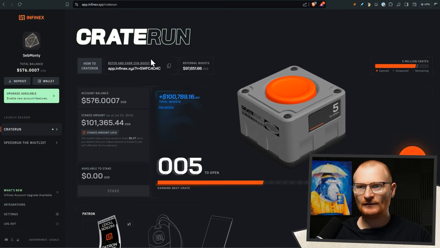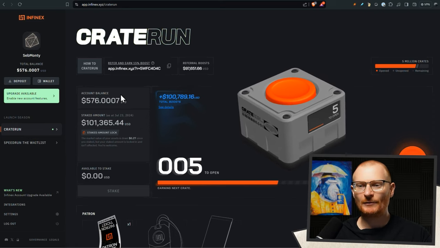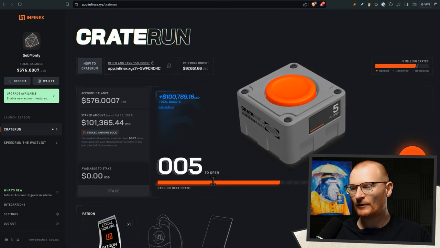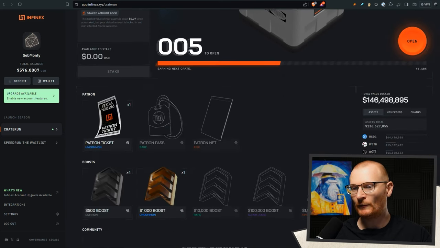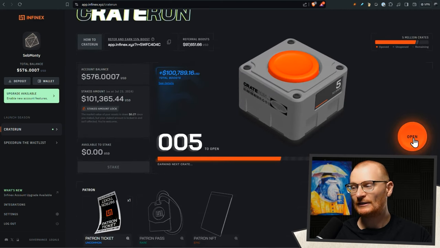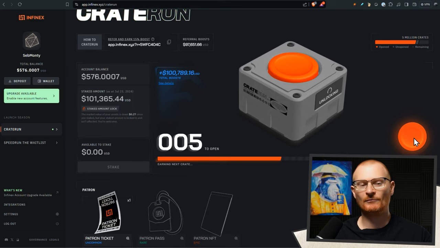And here's my Crate Run. Thanks to the people that are using referrals. This is my tutorial account. I've got more funds in my main account. So I'm going to go and open these crates. We'll see what we've got. Thus far, I've got a patron ticket, which is uncommon, and a couple of boosts. There are still some prizes that can be won, like I think the 450 million Bonk. Someone would be lucky enough to win that.